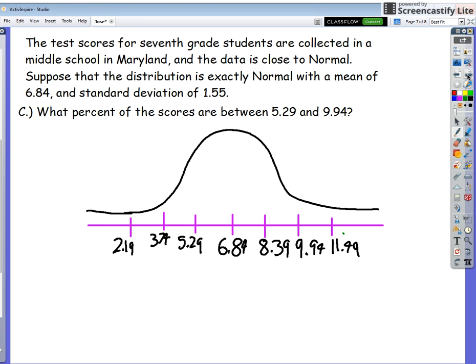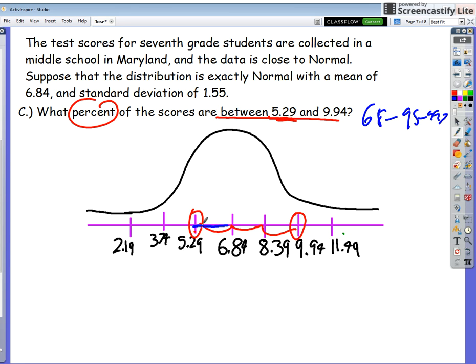All right, let's build upon what we've built up. Again, we want the percent of the scores between 5.29, which would be right here, and 9.94. Here comes the problem. If we count the standard deviations, this side would only be one standard deviation, but this side would have 2 standard deviations. Well, with a little bit of math magic, we're still using our 68, 95, and 99.7% rule, or empirical rule, and the property of symmetry again.